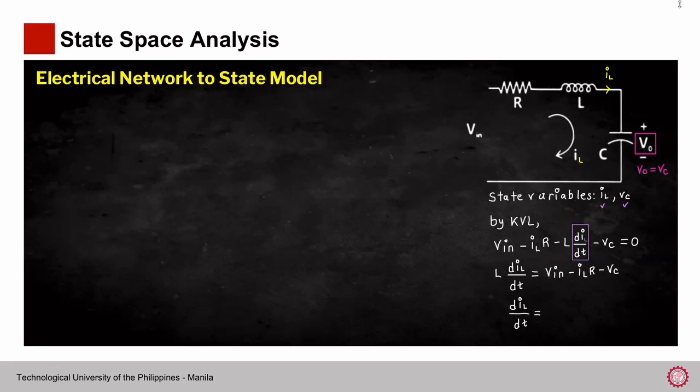And this is equal to, I'll write the I_L first, so we have negative R upon L times I_L. And then I have here minus 1 over L for the V_C, and then plus I have the V_in. So that is our first equation, guys. We can write it as equation 1.